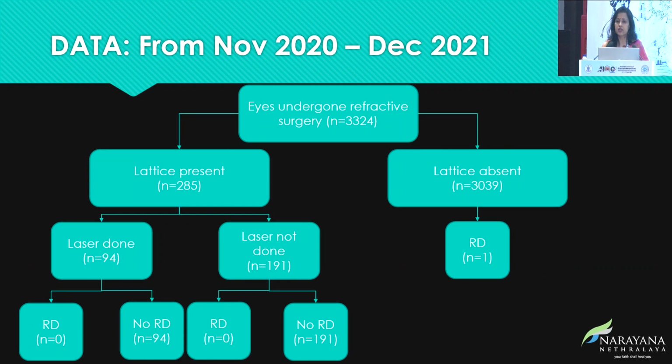Between 2020 and 2021, we saw 3,000 patients undergoing refractive surgery. Lattice was present only in 285 patients. Laser was done only for 94 of them and not done for 191 patients. None of them developed retinal detachment. So are we erring on the side of caution? In fact, a patient who didn't have lattice developed RD. So I think we are being overcautious, but I don't think it's a bad thing, because you don't want to fight this in the court of law. So no RD again in these patients who even underwent laser.